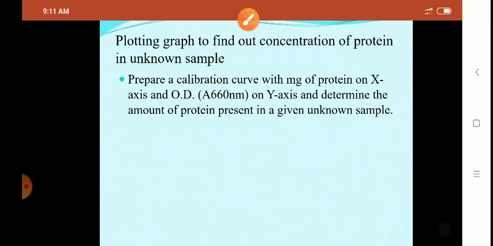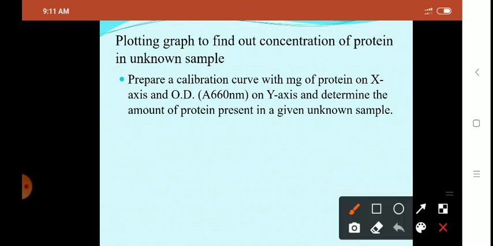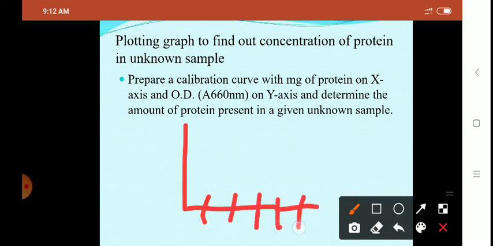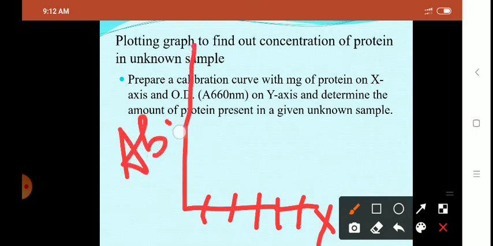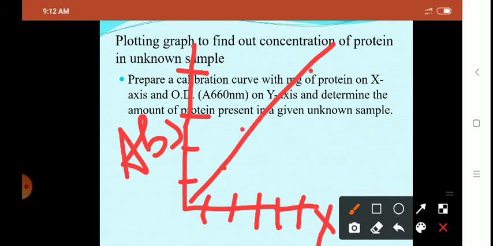So you just go on plotting like this. 20, 40, 60, 80, 100 are plotted on the x-axis, the concentration of protein. On the y-axis, you will plot the absorbance. Say absorbance in the first tube was 0.1, 0.2, 0.3, 0.4 and so on. Then you plot a graph and you will get a straight line.